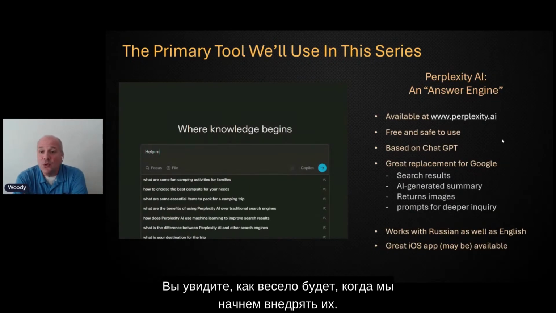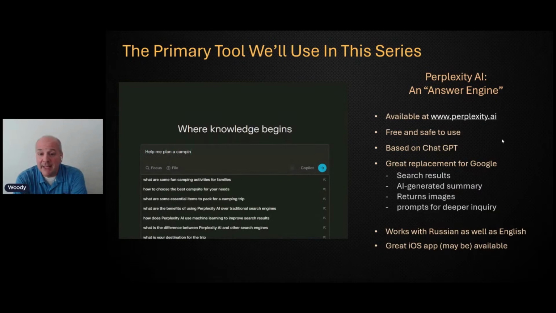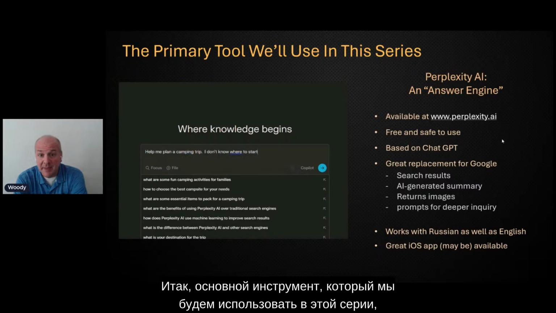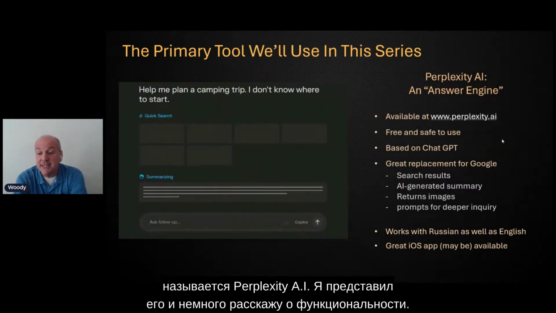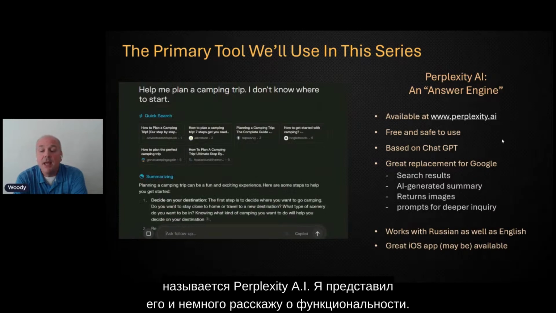So the primary tool we use in this series is called Perplexity AI. I introduced it in the first session. I talked a little bit about the functionality. We'll continue to use it today, or at least you'll see some of the outputs that it produced.